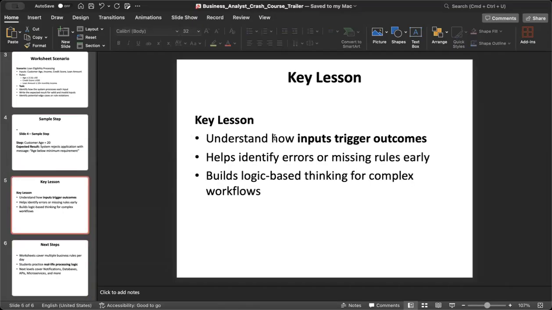So your key lessons here: business logic teaches you how inputs trigger specific outcomes, how to identify missing rules or edge cases, and how to document rules clearly for developers and testers. So this is the foundation for building more complex workflows in future levels.